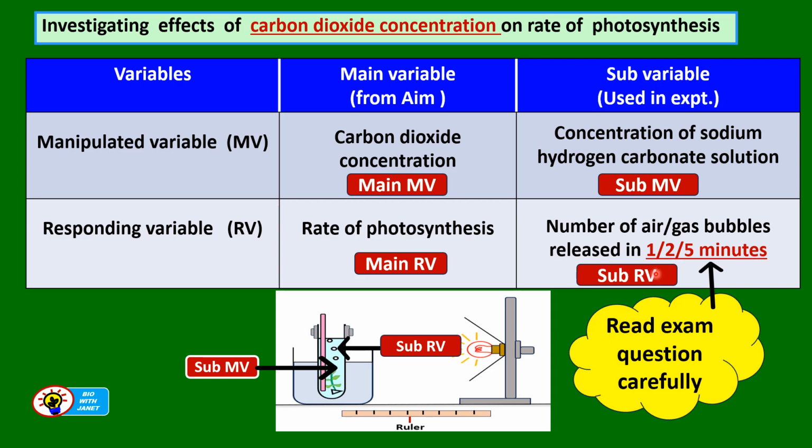Now, next, the sub-RV is used to calculate the rate of photosynthesis. So rate of photosynthesis is actually the average number of gas bubbles or air bubbles per time. So if your number of air bubbles or gas bubbles released is for 5 minutes, then you have to take that number divided by 5 minutes to get your rate of photosynthesis. Okay, so in this picture, you see the sub-MV is the concentration of the sodium hydrogen carbonate solution, and the sub-RV is the number of air or gas bubbles released in, say, 5 minutes.